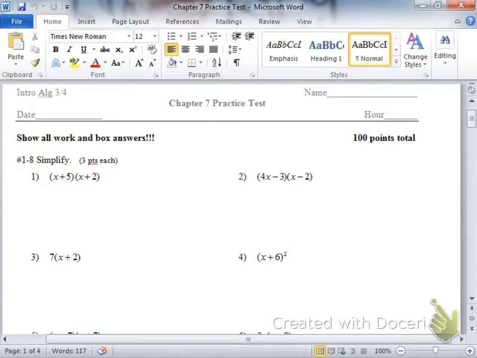So today we're going to go over the Chapter 7 practice test. The actual Chapter 7 test that we're going to take tomorrow is almost exactly like this. It's the same type of problems. It's the same number of problems. The problems are just a little different. Like instead of maybe x plus 5 times x plus 2, it'll be x plus 9 times x minus 1 or something like that.